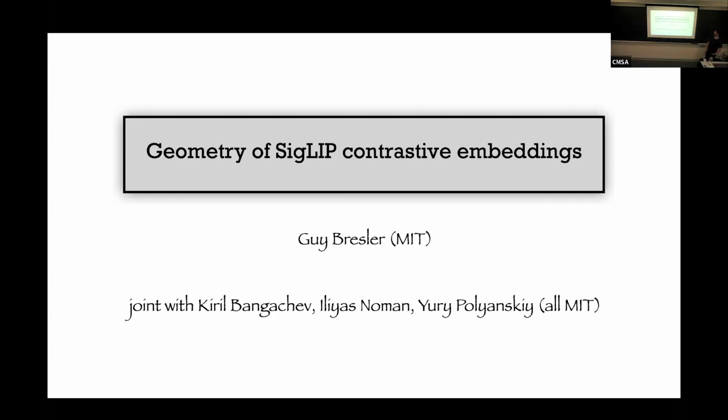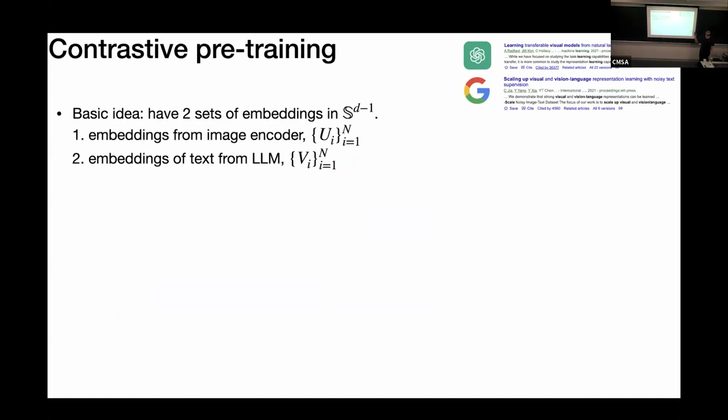Okay, so what are we talking about when we say contrastive embeddings? What the heck is contrastive pre-training? I keep using this term. I will continue using this term. It means multiple things, but for our purposes, it's going to mean the following sort of simple setup.